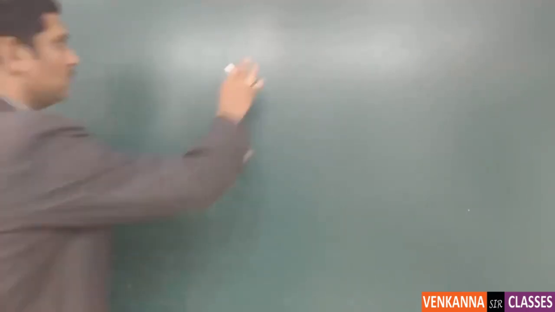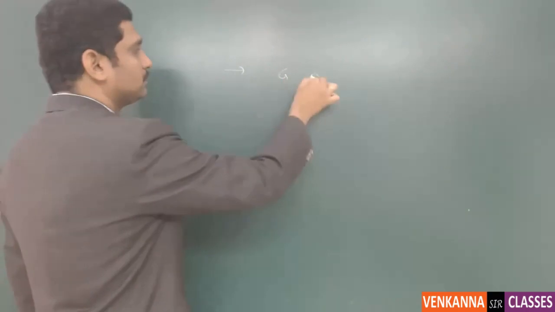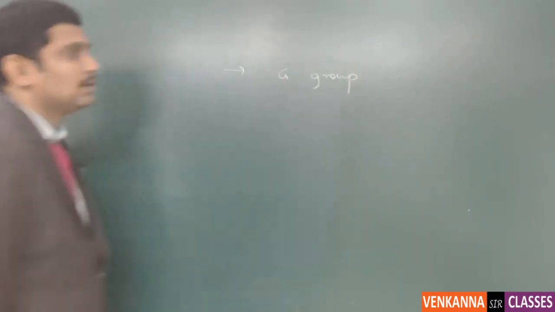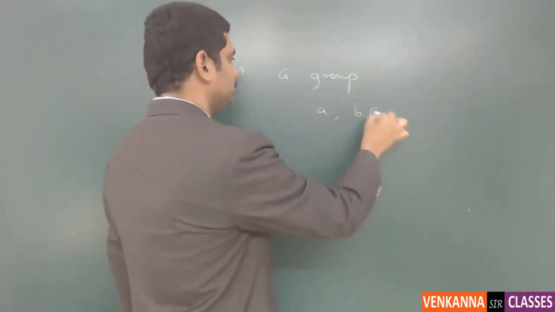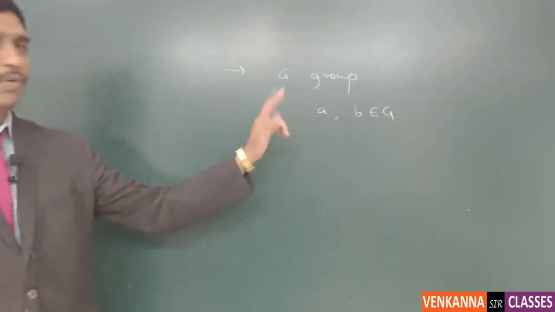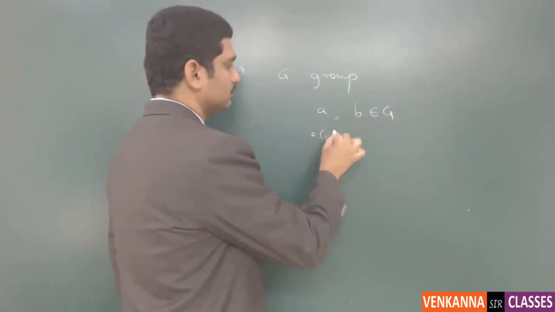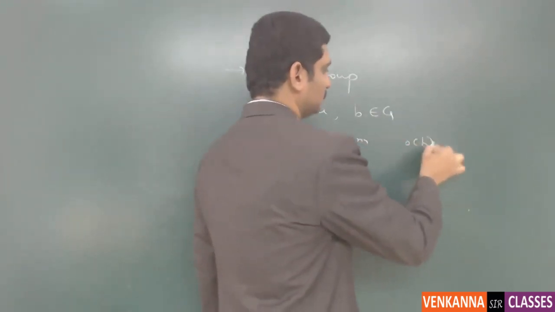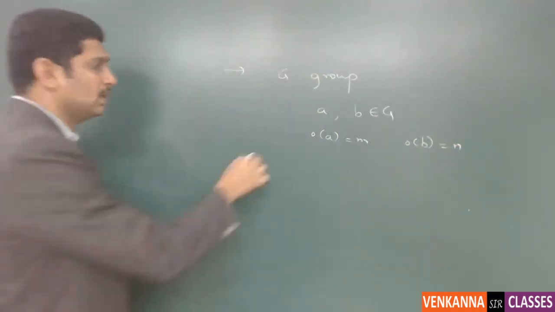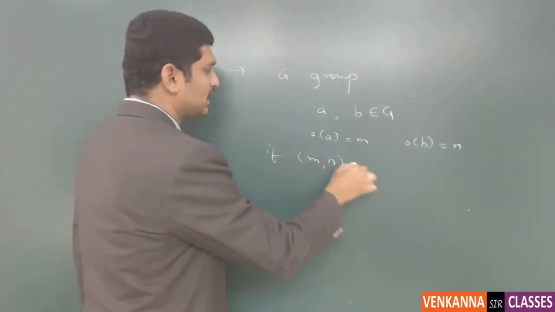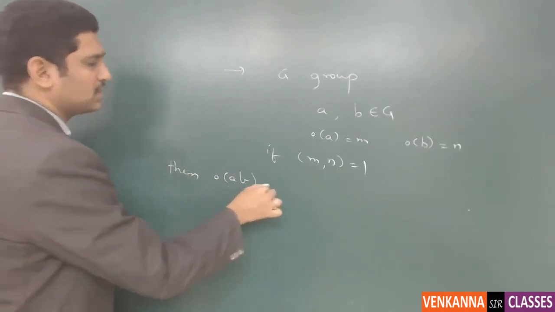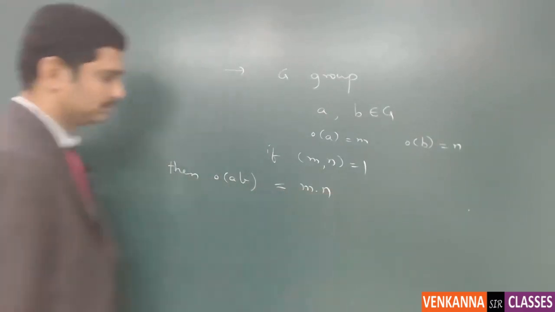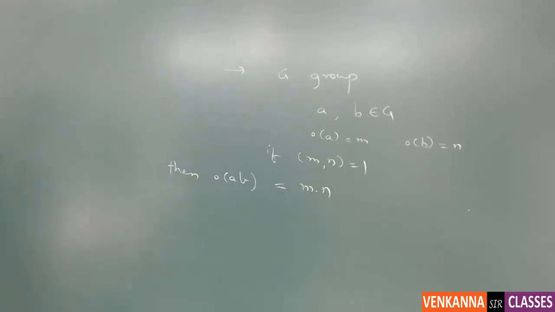So I will give one more observation. You take a group, and I have taken two elements in it, a and b. Both have different orders, m and n. If the orders are relatively prime, then the order of the product ab is equal to mn. This is the statement of the result.